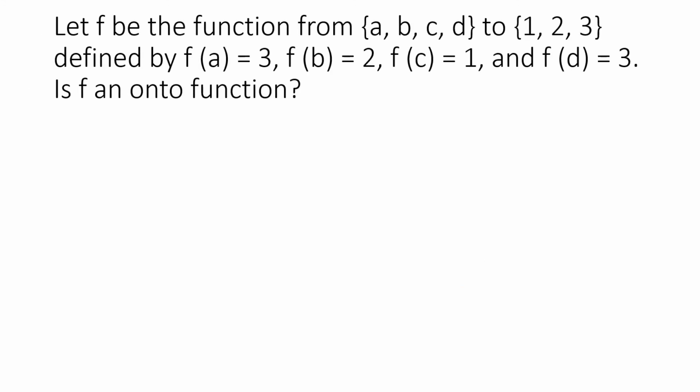So let's have an example. Let the function f be the function from the elements a, b, c, d to 1, 2, 3. Define f of a equal to 3, f of b equal to 2, f of c equal to 1, and f of d equal to 3. Is f an onto function? In this case, because all three elements of the codomain are images of elements in the domain, we can see that f is onto.